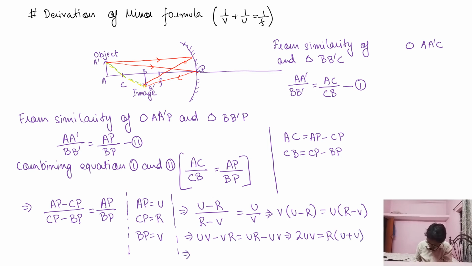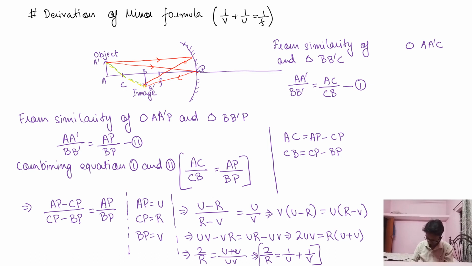Okay, or 2 by R is equal to (U plus V) divided by UV. So can I say 2 by R is equal to, if I simplify this, (U plus V) divided by UV, can I write 1 by U plus 1 by V? So this is nothing but our mirror equation.